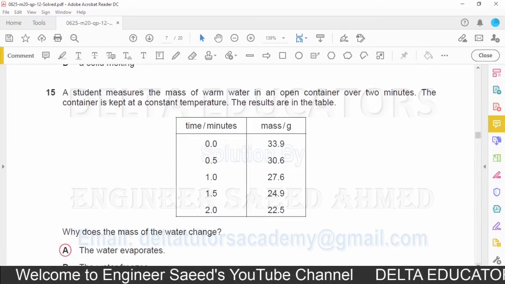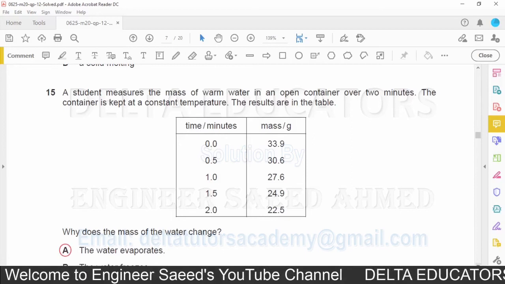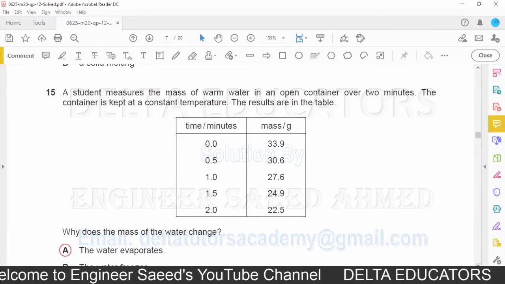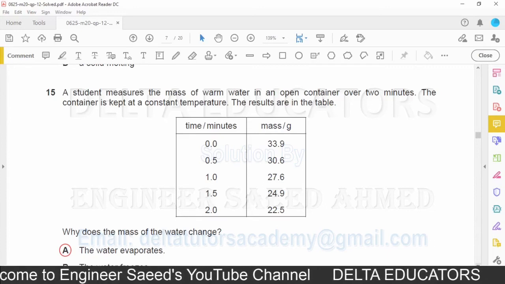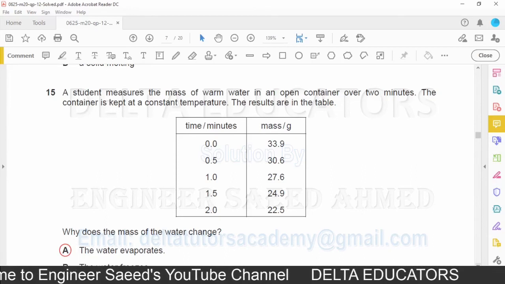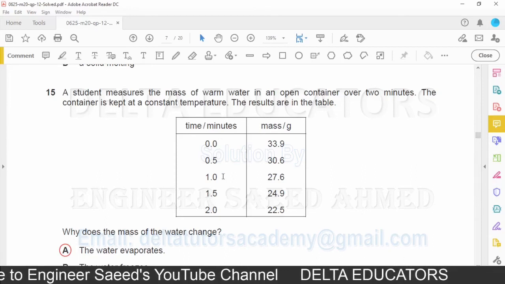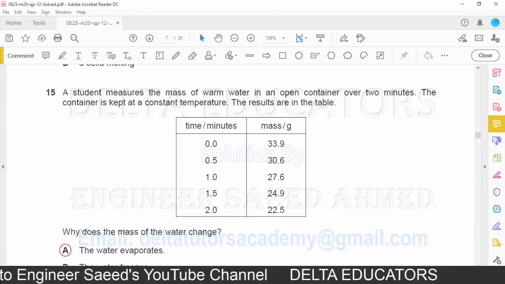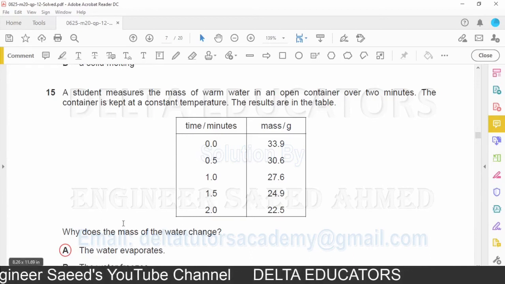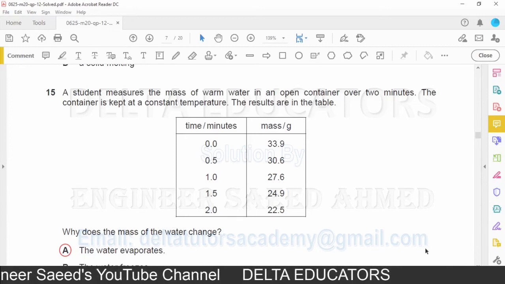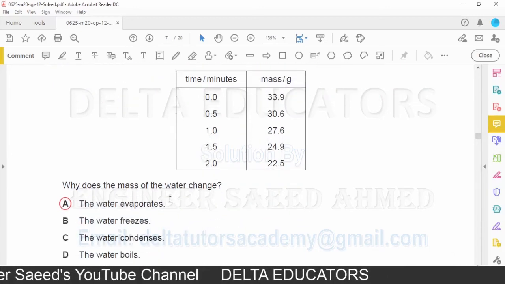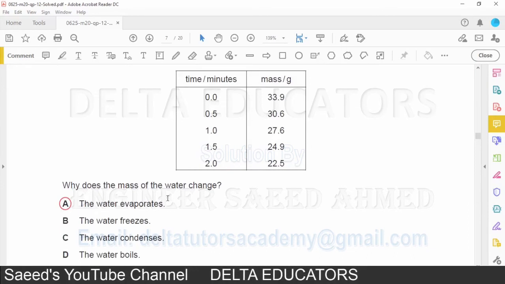Question number 15. A student measured the mass of warm water in an open container over 2 minutes. The container is kept at constant temperature. The results are in the table. Here we have time taken and here it is the mass of water that is gradually decreasing. Why does the mass of the water change? Okay, now we check the options. Option A, the water evaporates. Yes, it is the correct option.